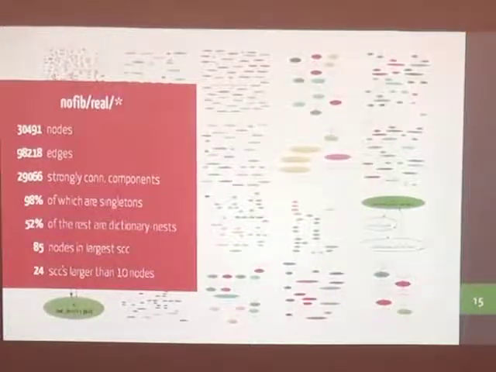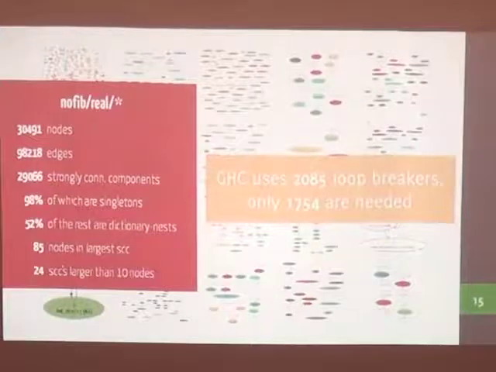And what are the kind of gains we could expect here? GHC uses 2085 loop breakers, and the exact optimum is 54, which is about a 60% decrease. Now, obviously, it doesn't mean your programs will get 60% faster, but it might.